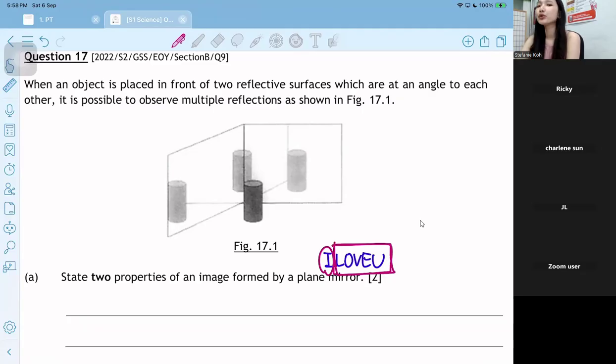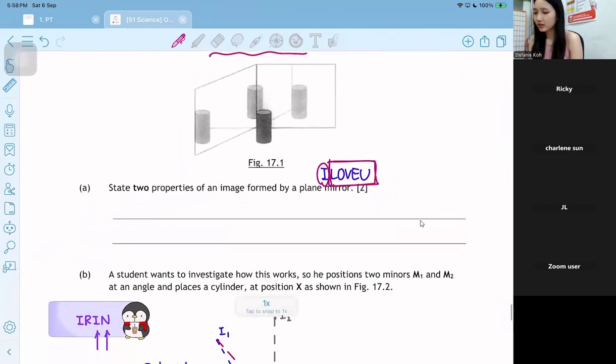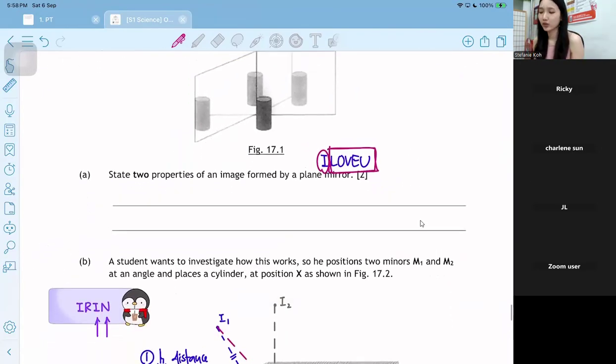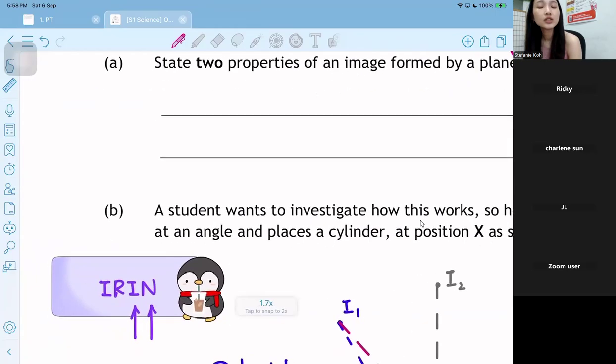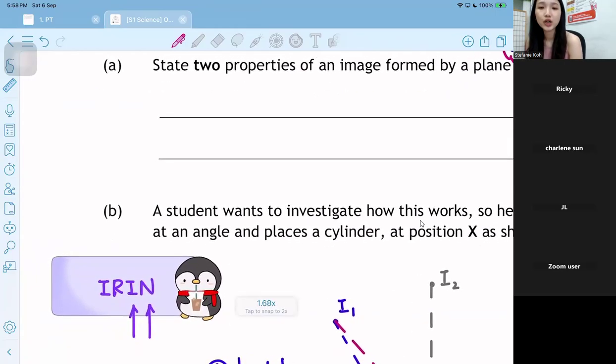Okay, they're saying that if you put 2 mirrors together at an angle, you will be able to see multiple reflections. So that's just the context of the question. Once you're done with part A, go ahead and try part B where you have to draw. You will use Irene, the girl, and use the 4 steps to get to your ray diagram.